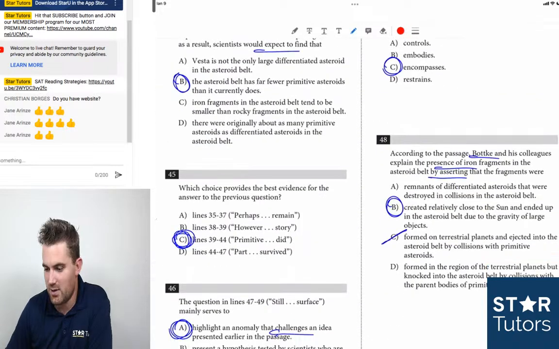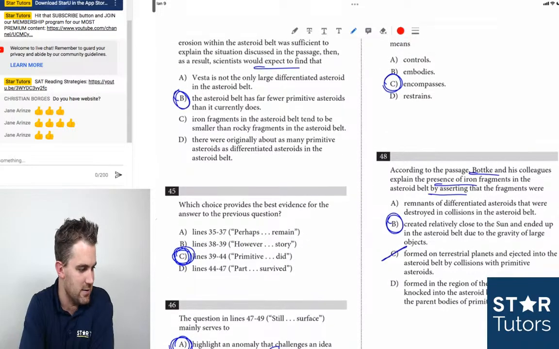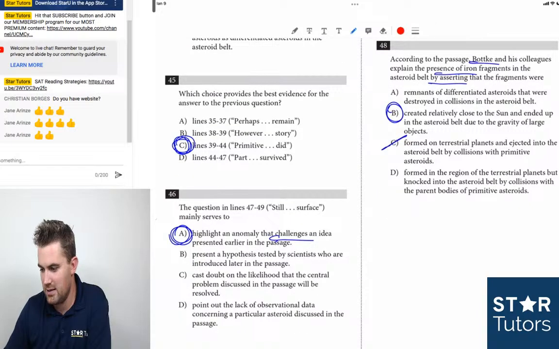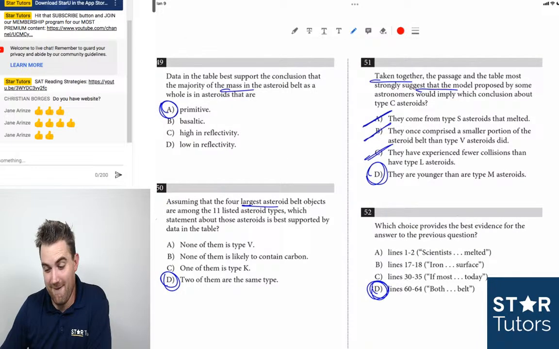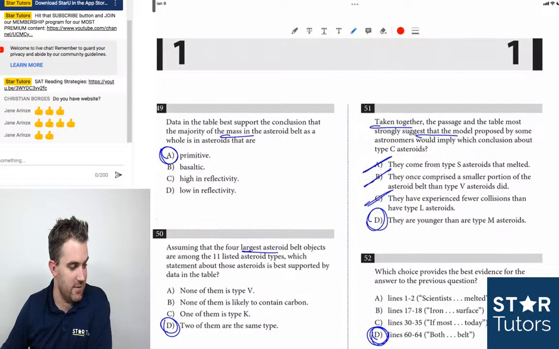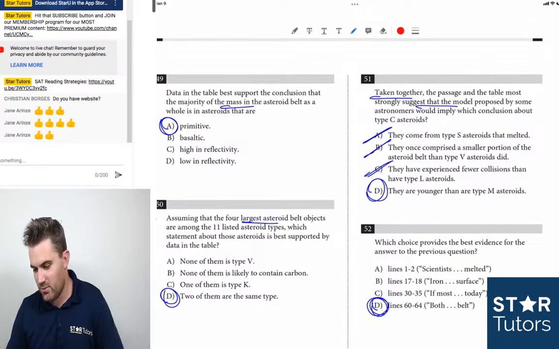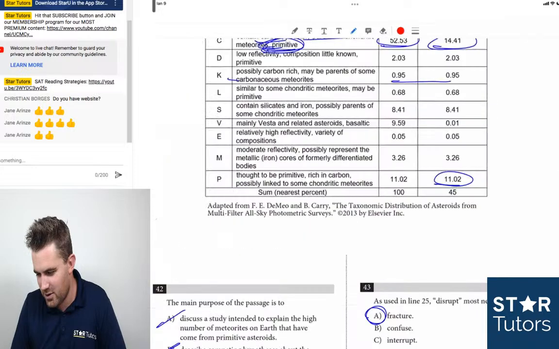44 was B, C, A, C. 48 was B. 49 was A, 50 was D, 51 was D, and 52 was D. Yeah, this was the one that I wasn't sure about. That was somewhat of a guess. I knew it wasn't these two because carbon, right, none of them contain carbon, and then type V, what did I see with type V?